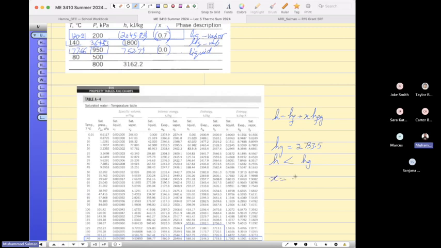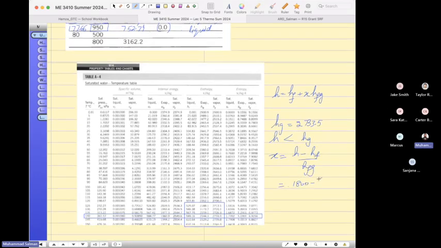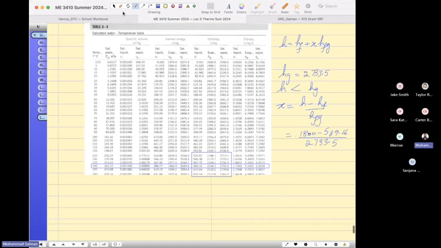So we can find the answer for x: (h minus hf) over hfg, which equals 1800 minus hf. It is 589.16. This is 1800, divided by 2733.5, and that will give you the answer. You can calculate the answer. Let me try to do it in my calculator. So 1800 minus 589.16, divided by 2733.5. 0.443. So this is the quality.